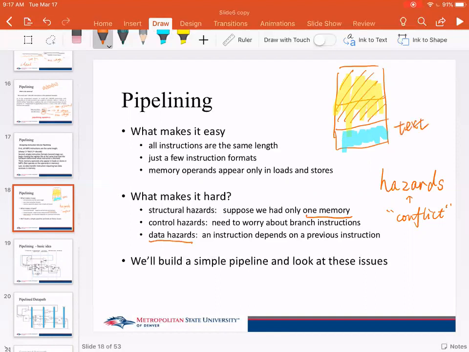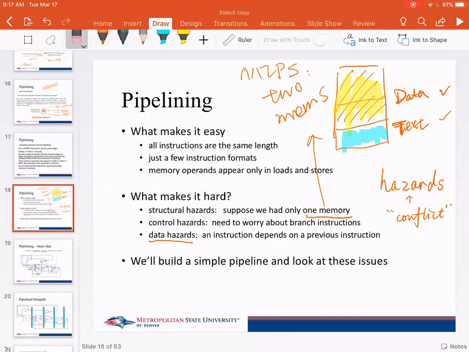This is the memory for the program, and this is the memory for the data. So we have two pieces of memory for the MIPS processor. So MIPS processor will solve this problem. We will never have a structure hazard.